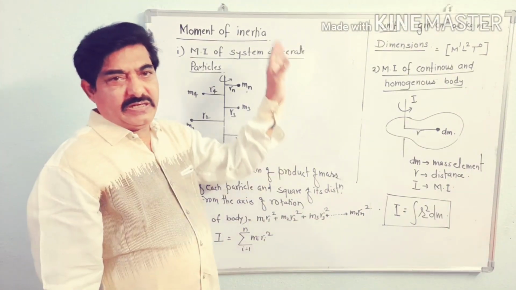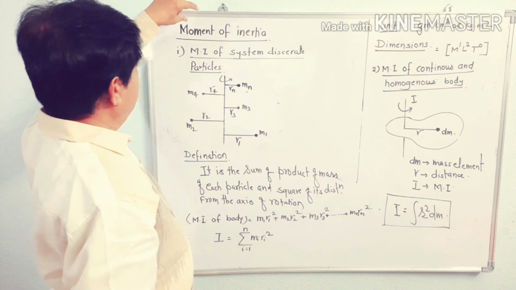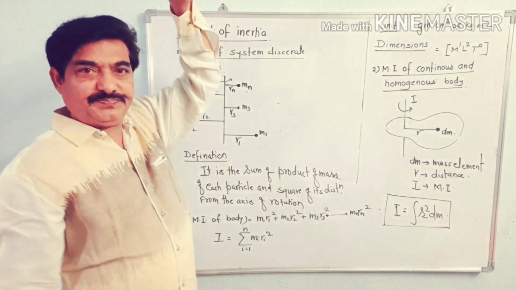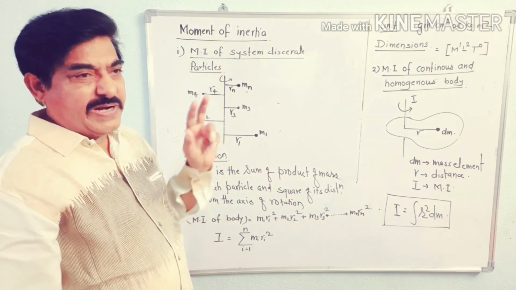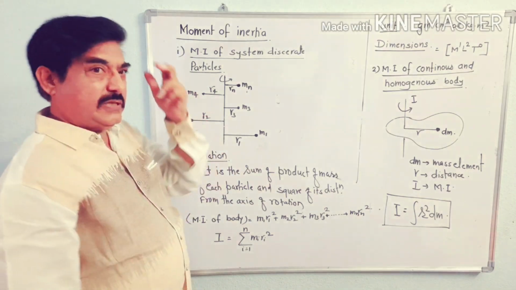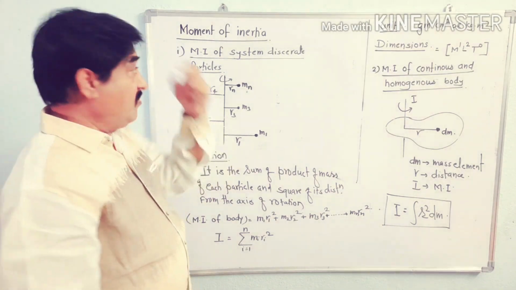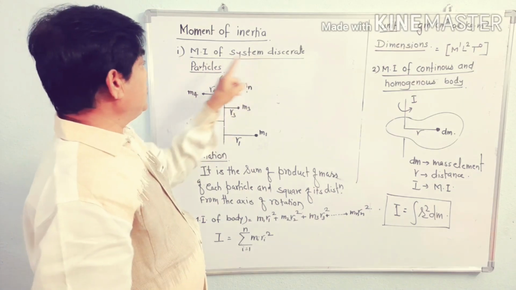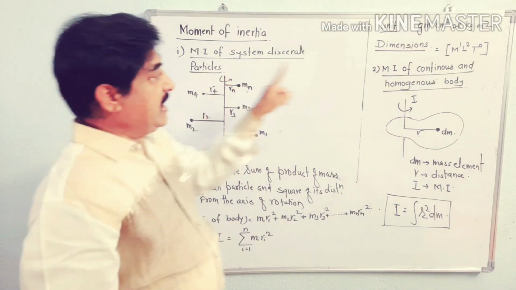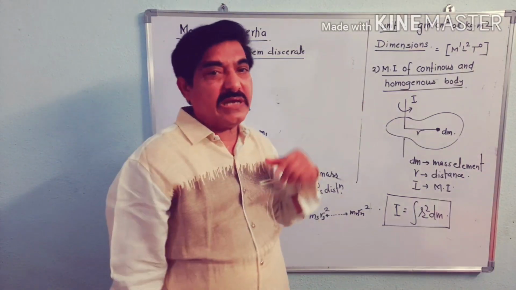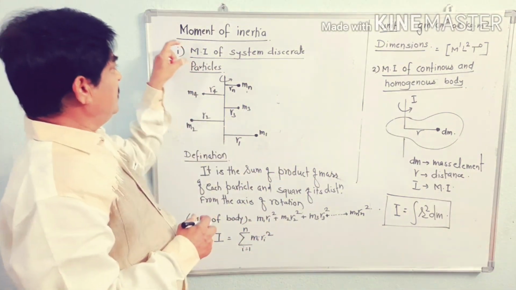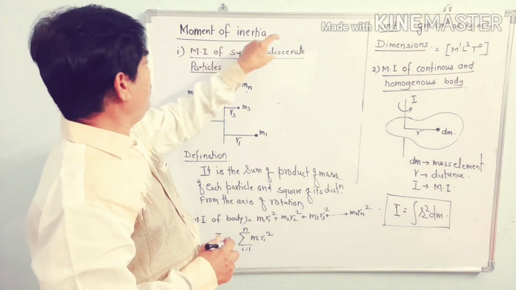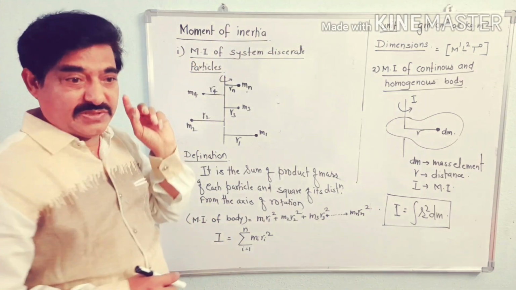The next article in rotational motion is moment of inertia. So, moment of inertia, there are two types. Moment of inertia for discrete particles, and MI of a continuous and homogeneous body. So, first, MI of a system of discrete particles.